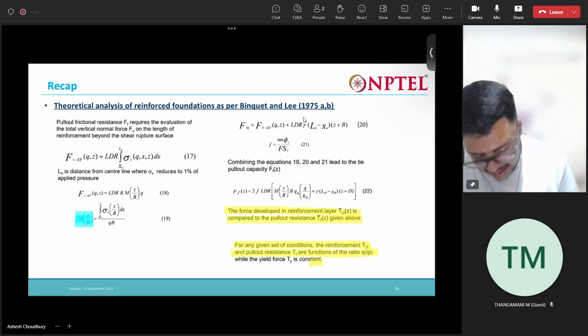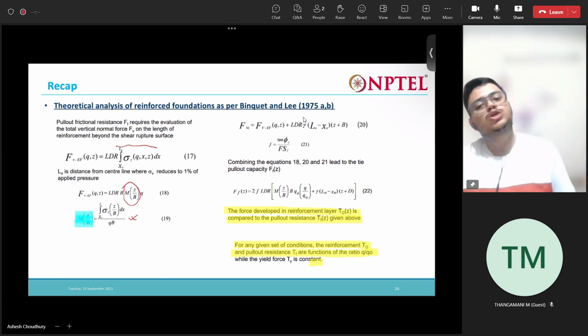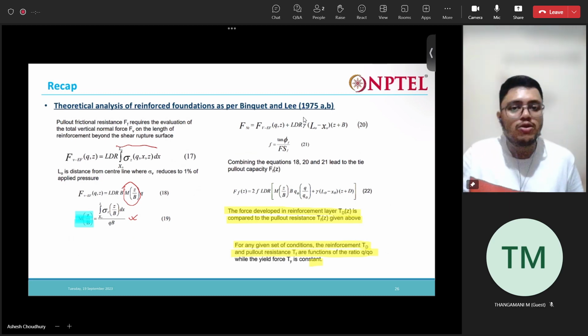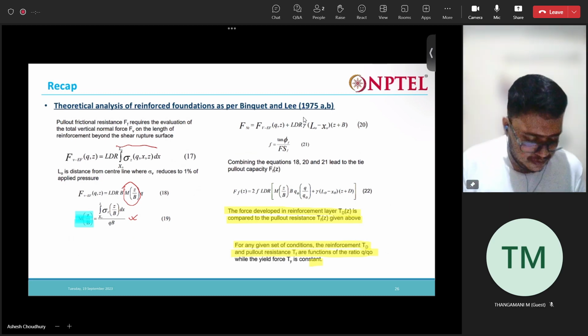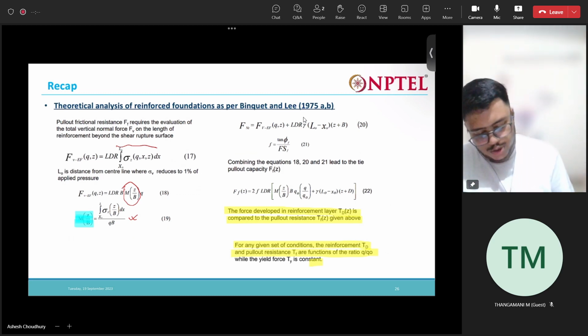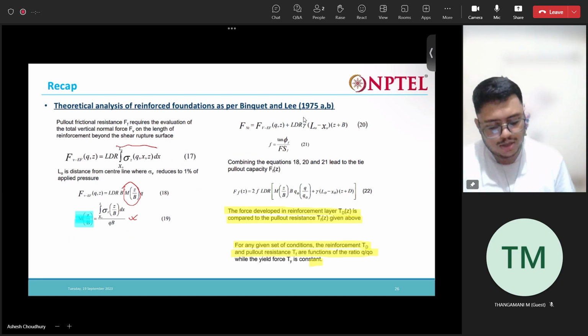Now this integral can be represented in terms of this function m, and this function m is given by this equation 19. So Binkatelli, to make our task easier, represented this function m graphically, so that for any z by b we can easily get the value of m from the chart. Okay, so finally we have vertical EF.